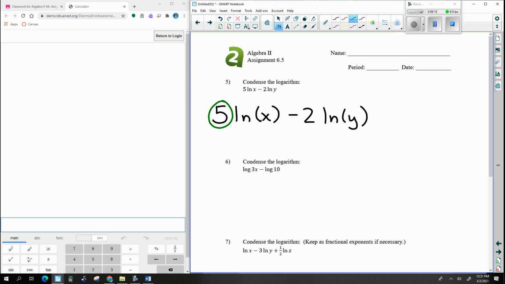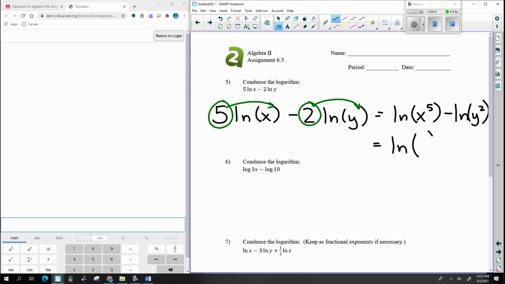So here, I'm going to gather up this 5, and I'm going to put it up on the x. I'm going to gather this 2, and I'm going to put it up on the y. So this is the natural log of x to the 5th minus the natural log of y to the 2nd. So I get all of those exponents squared away. And then I worry about the additions and subtractions. Okay, I see that this is a minus, which is ultimately a division. So this is going to be the natural log of x to the 5th divided by y to the 2nd.